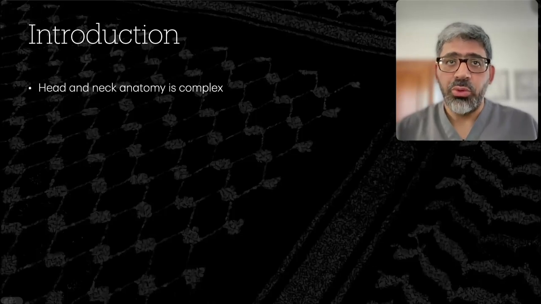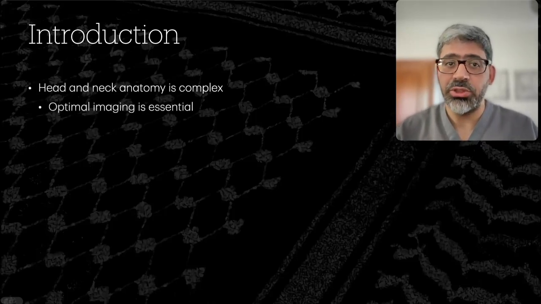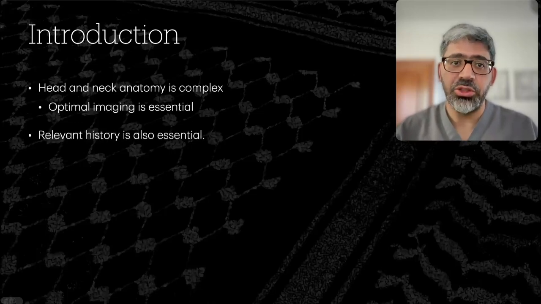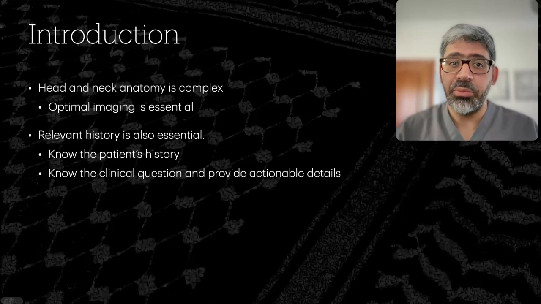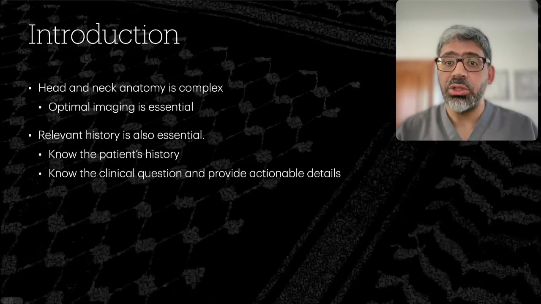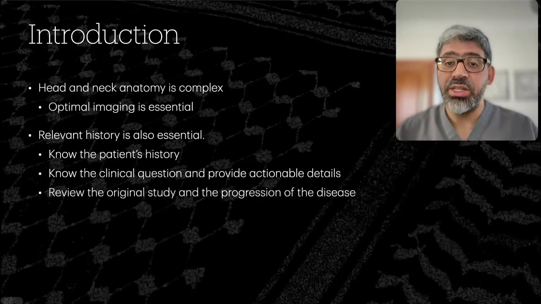It's a small part of the body with a lot of complex anatomy, and sometimes minor details in the tumor extent can affect management options and also outcomes. So optimal imaging is essential. Relevant history is also essential. We need to know exactly the patient's history, what has been done and will be done to the patient. We need to know the exact clinical question and provide details that would actually help manage the patient optimally.